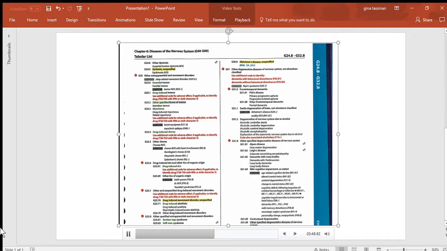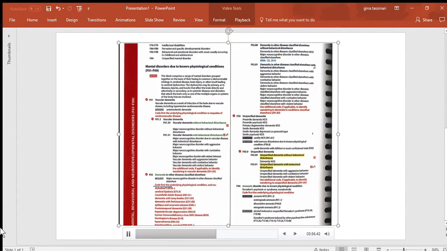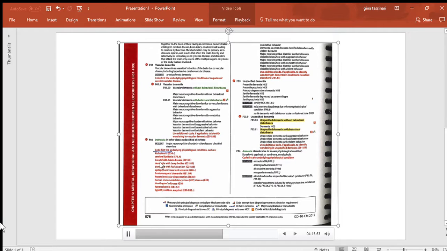Now let's look up the F02.80. Again, I am going to start at the code category so that I don't miss any instructional notes. Here's our includes, so it would include a neurocognitive disorder, so we wouldn't need to code that separately if that was mentioned because it's included in here. And looky here, code first the underlying physiological condition such as Alzheimer's. And there's the G30. There's a whole list of other diagnoses that could also be underlying conditions, also known as etiologies, for this particular dementia.